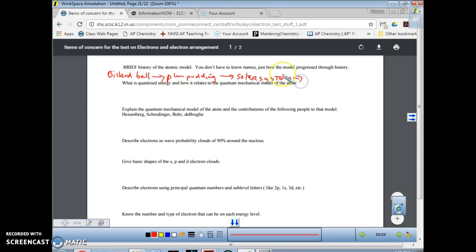And then we progressed to, who was the first person we talked about in this chapter? Danish guy. Start with a B. Bohr. Yeah, we went to the Bohr model, which is what? That's kind of like the, what? Orbits. Yeah, orbits around the sun.